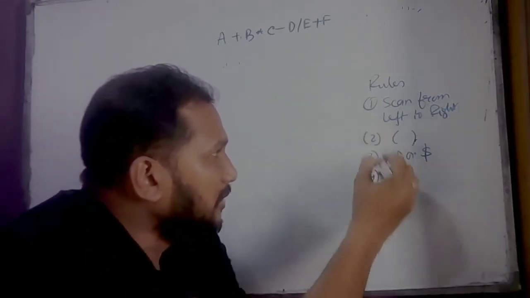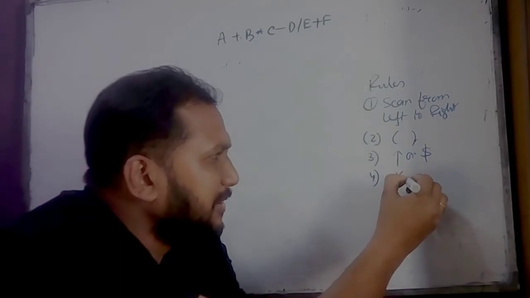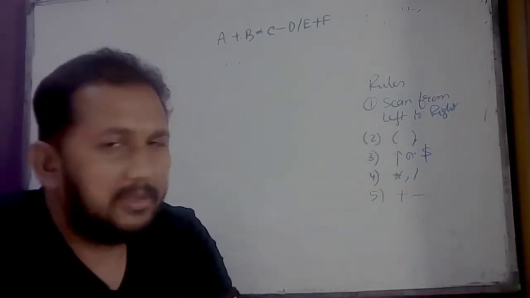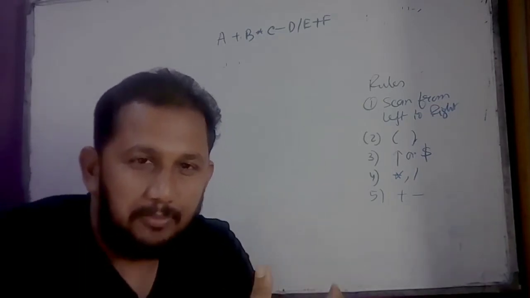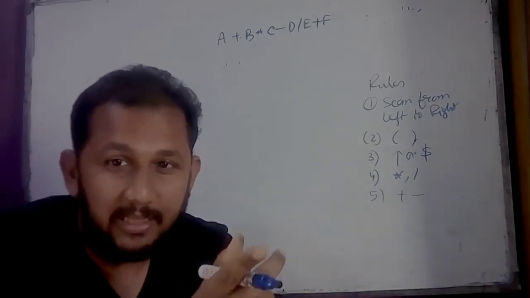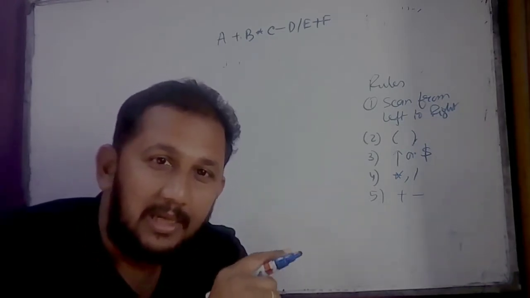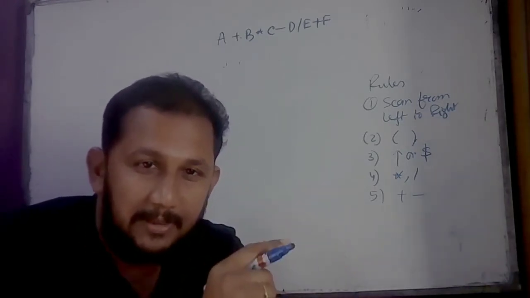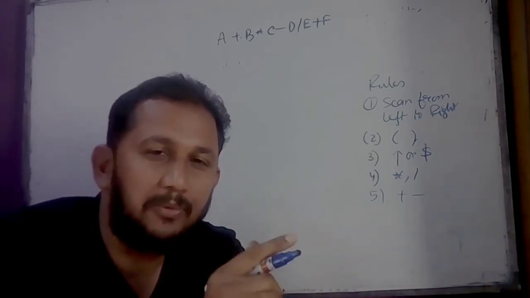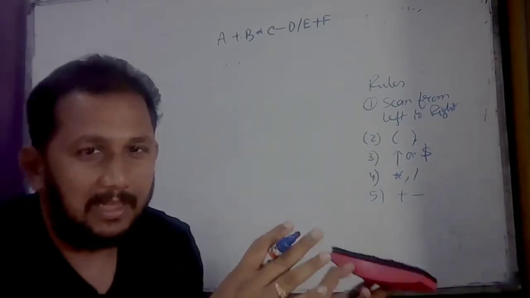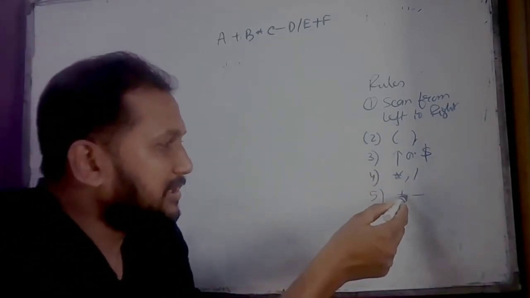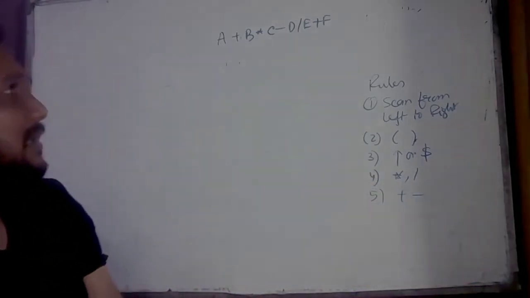The fourth rule is that multiplication and division come next, then plus and minus, and operations are always performed from left to right. If there is a plus on the left and minus on the right, we perform plus first, then minus. If there is division on the left and then multiplication, we perform division first, then multiplication. The priority of multiplication and division is the same. The priority of plus and minus is the same. Now this is the expression.